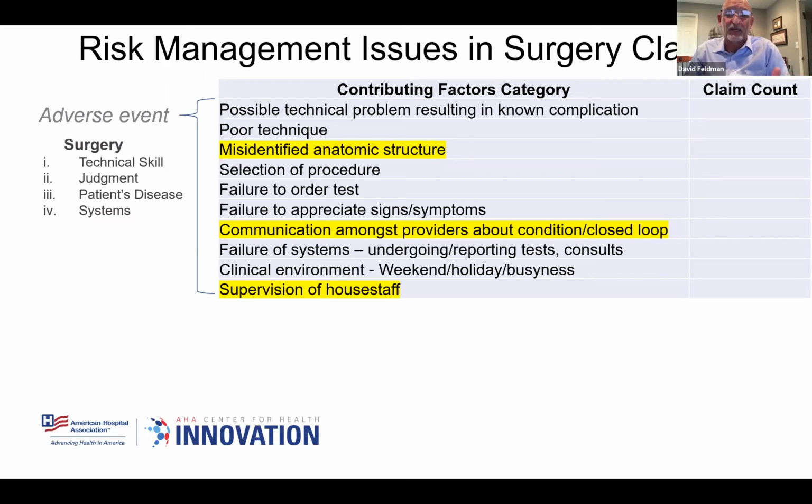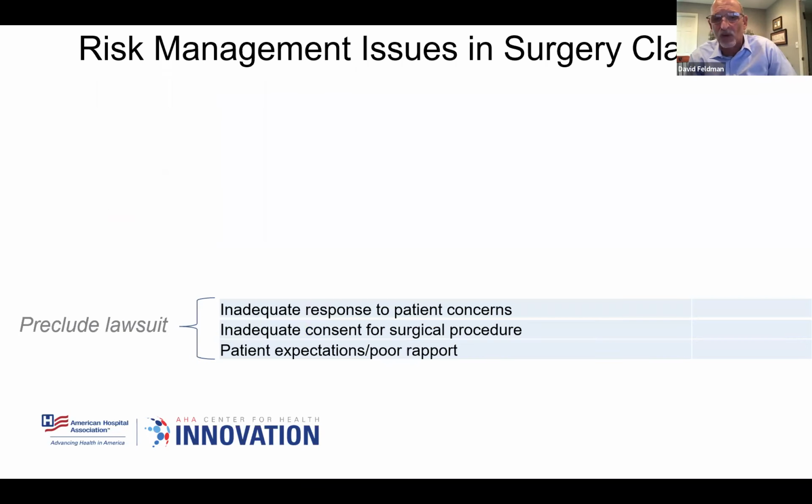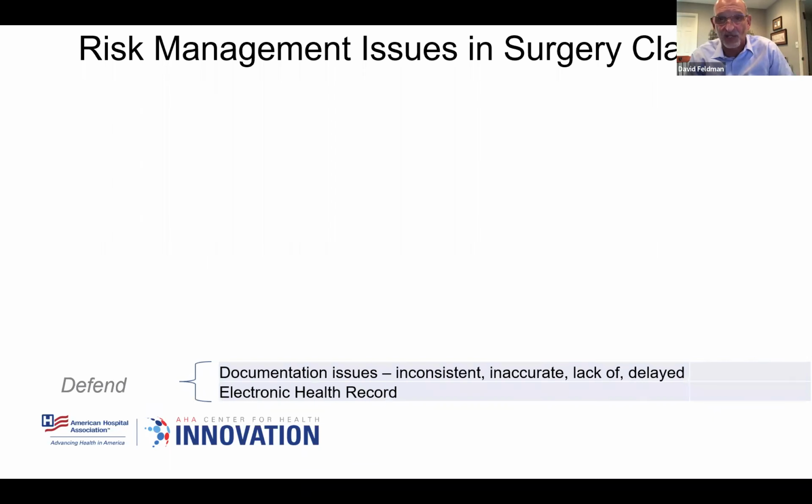Supervision of house staff doesn't always have to be about teamwork and communication, but I suspect many times it is. These are the other Ps, by the way, the preclude lawsuit, right? Inadequate response to patient concerns. This is about communication between patient and providers, and we'll talk about that later. And of course, the defend part is the documentation issues.